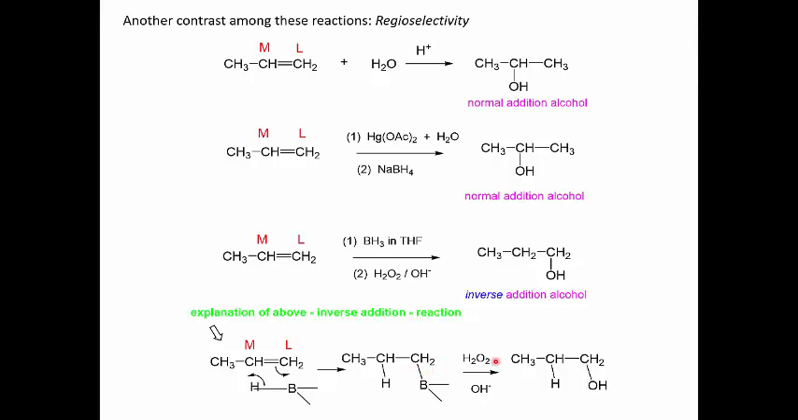Note the boron is attached to the CH2, the methylene carbon. Now when oxidation occurs, remember that the boron gets basically replaced by the OH group from the same side as the boron, replacing the boron as it stands without changing the configuration of the carbon. That results in the formation of this alcohol with the OH on the end carbon, the CH2 carbon, not the middle carbon.